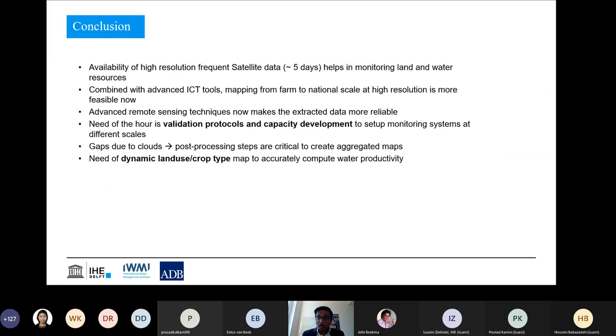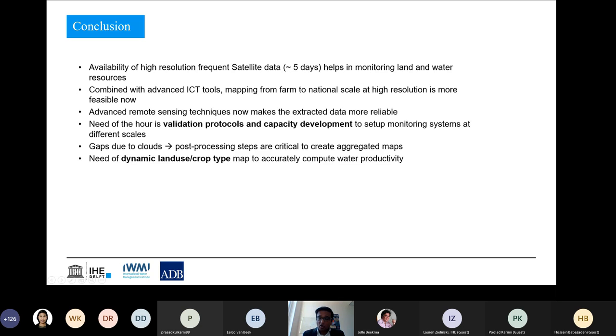Next, please. To conclude, the availability of high resolution, frequent data sets. We now have satellite data available over the globe every 5 days by combining different satellites. That is one aspect which we are looking at, how we can combine these satellites to come up with a high temporal scale observation. And it helps in monitoring land and water resources now. As I said, combined with the advanced ICT tools, mapping from farm to national to continental scale at high resolution is more and more feasible now.